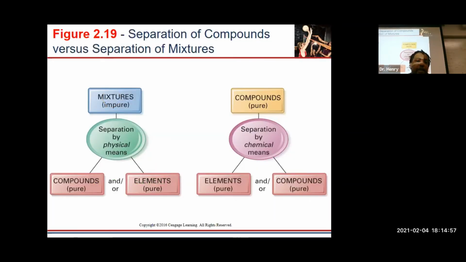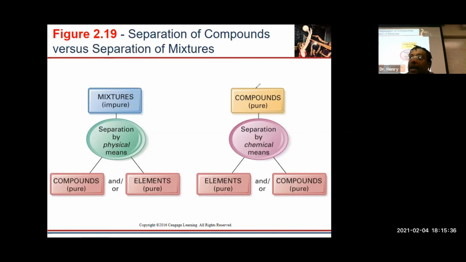Okay, so let's go back to mixtures and compounds. Mixtures are impure, and it makes sense because you have two complete independent things mixed together. They can be separated by physical means. We can use distillation, filtration, just their physical properties to separate them. When we separate them, we can end up with a compound, which is pure, or an element, which is pure, or both, a compound and an element.